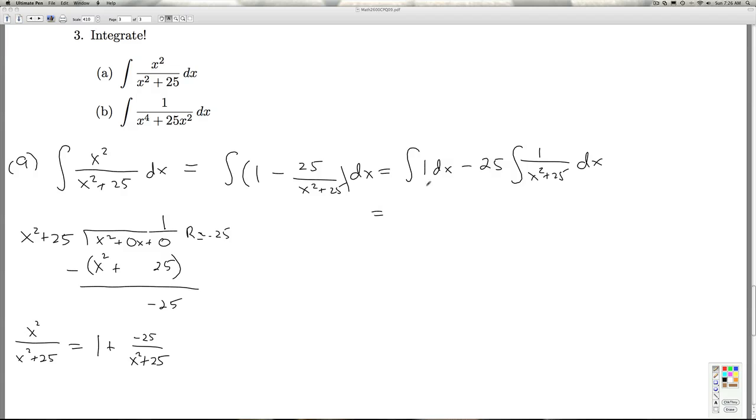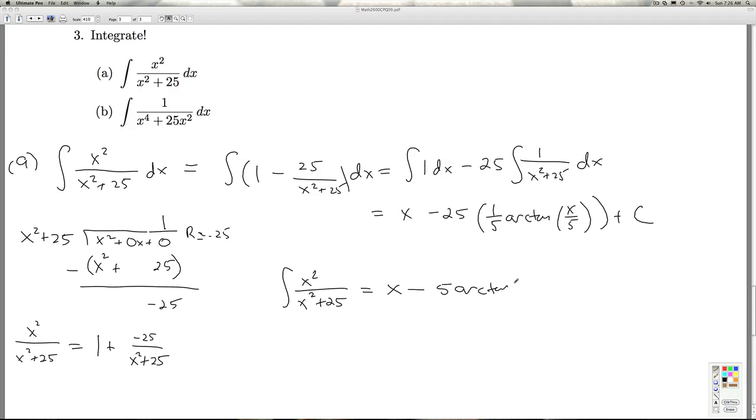dx. The integral 1 dx is x, and as we talked about in number 2 part A, the other integral is just 1/5 arctangent x over 5 plus the ubiquitous arbitrary constant of integration. And so for my final answer, I get the integral of x squared over x squared plus 25 is equal to x minus 5 arctangent x over 5 plus c. So that'll do it for 3a.